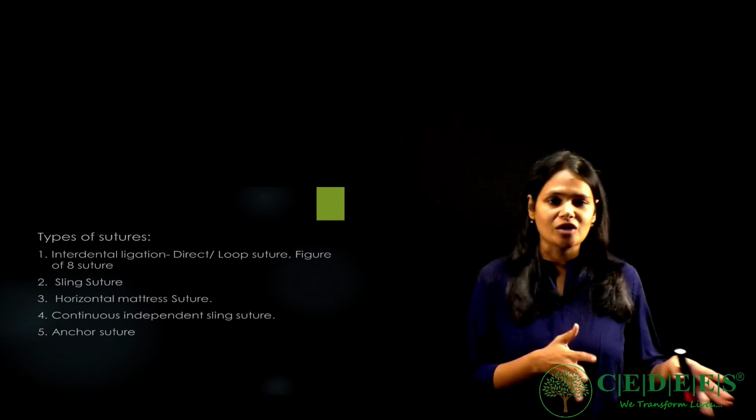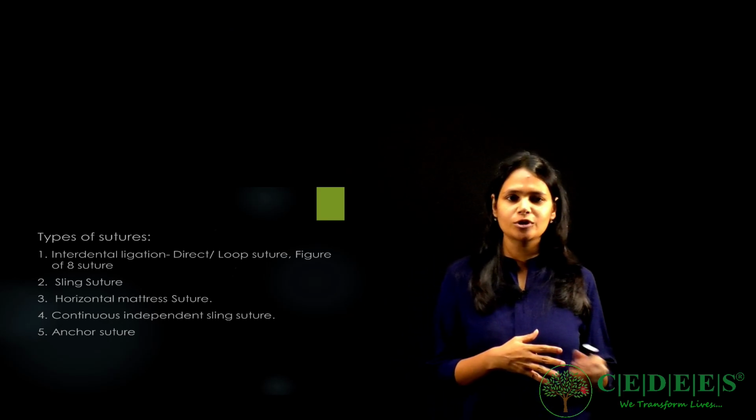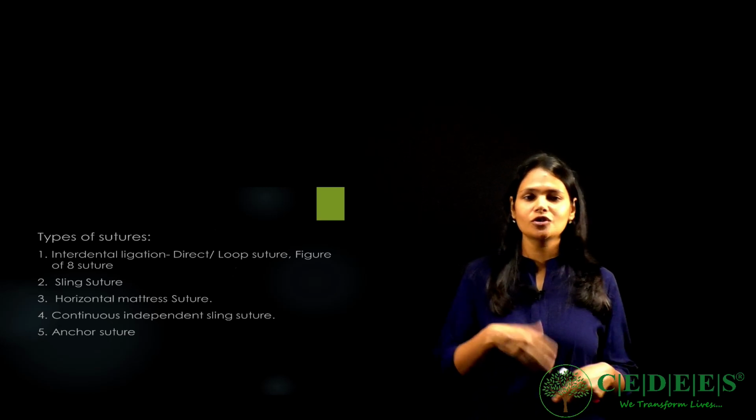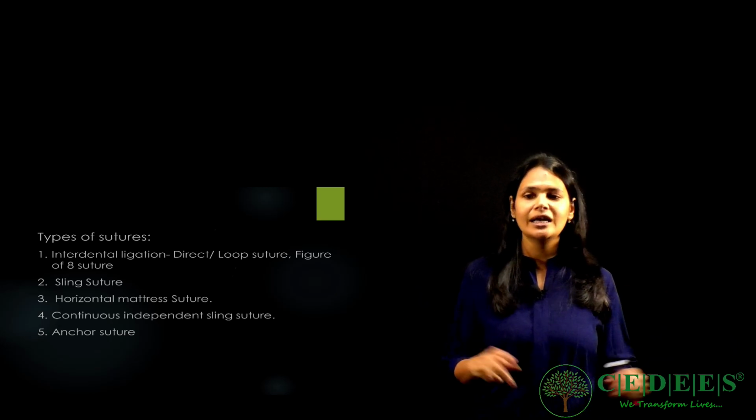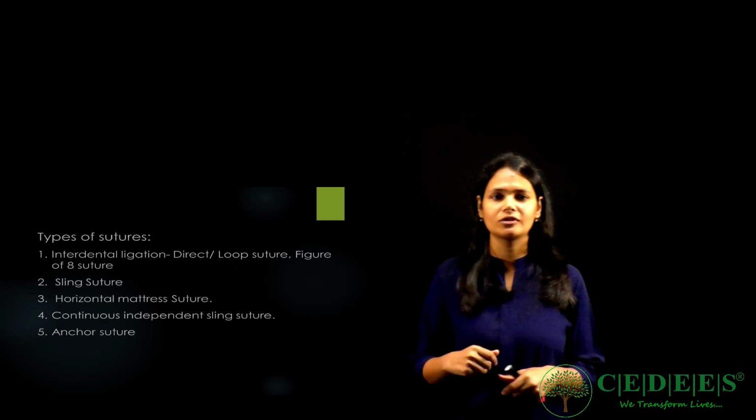So the major types according to me would be an interrupted suture, which will be a regular interrupted or a direct loop suture or figure of 8. Then you have your mattress sutures, in which you can have horizontal mattress or vertical mattress. Then you have your sling suture, continuous suture, and anchor. We'll come to that.